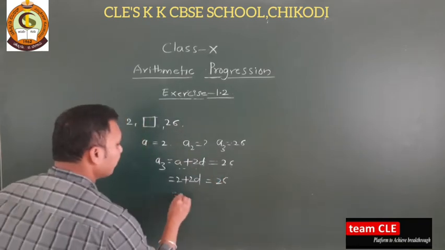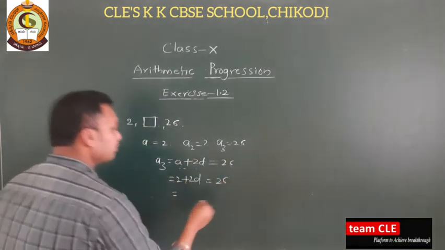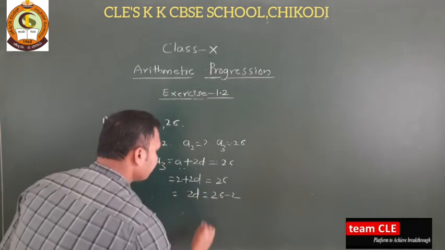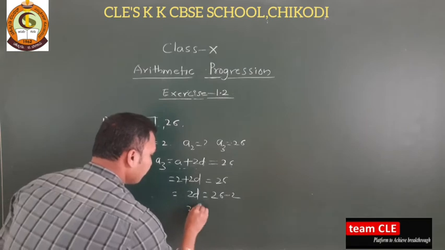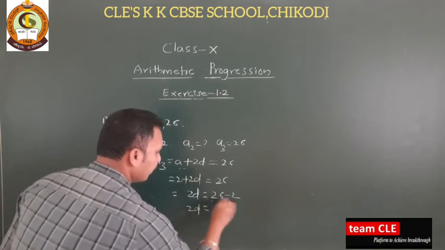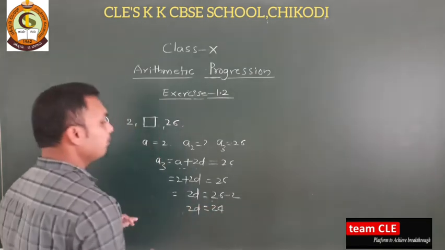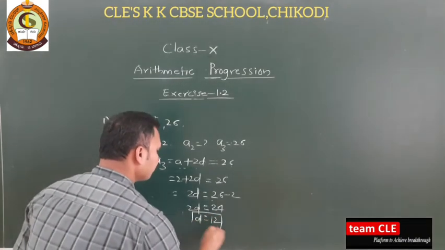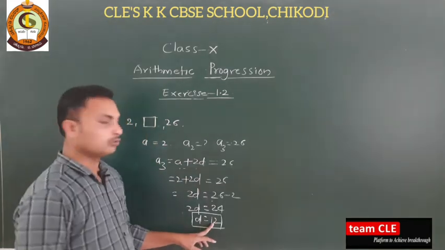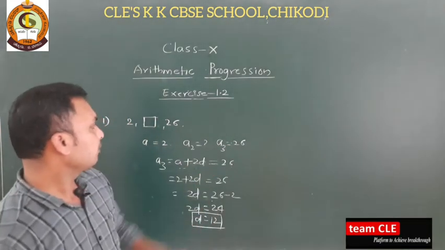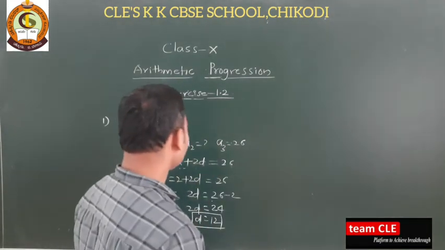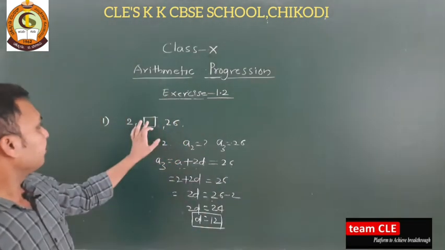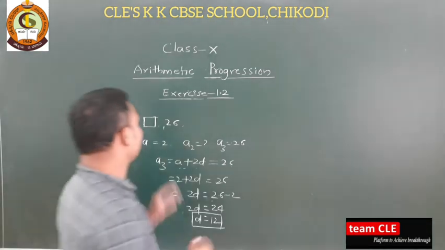Now do one thing, this 2 can be transferred to that side. So 2D is equal to 26 minus 2. So 2D is equal to 24. Now D is equal to 12. Once we get D is equal to 12, next we need to find A2.